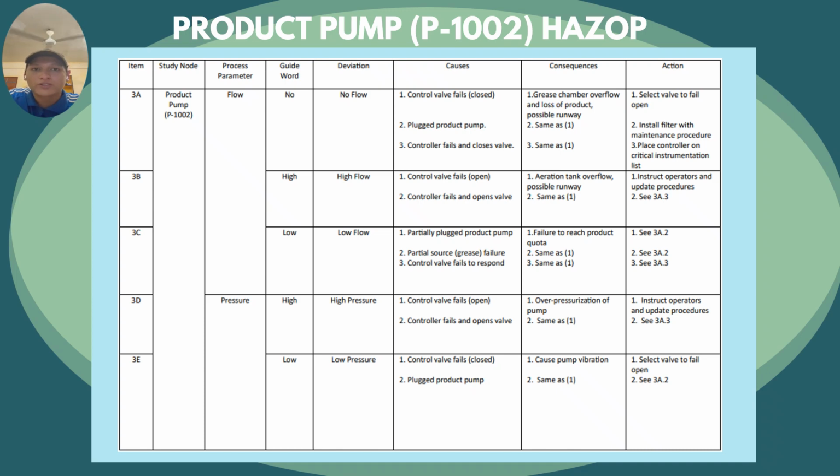Now for low pressure, causes for this are control valve fails to close, and number 2, plugged product pump. Now the consequences for this, number 1, cause pump vibration, and number 2, same as 1. The actions we can take is number 1, select valve to fail open, and number 2, C3A.2.